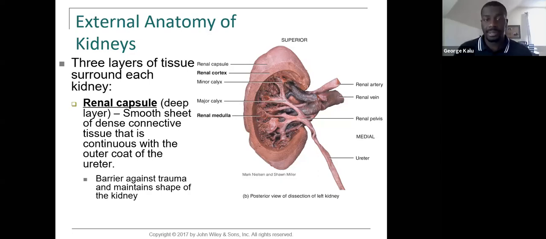Okay. So that's the renal capsule, the outer piece of connective tissue around the kidney.